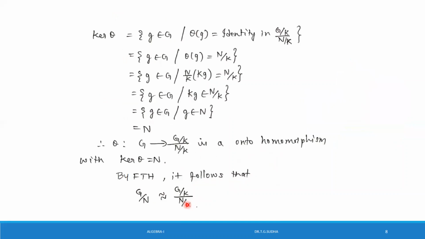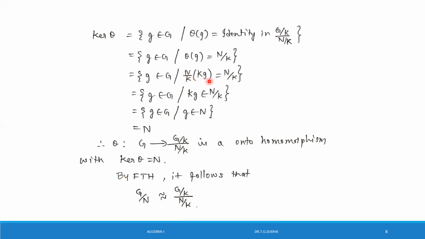Now, let us check what is the kernel of theta. So, kernel of theta is the set of all g belongs to G such that theta of g is equal to the identity of G/K by N/K. The identity of G/K by N/K is N/K. Therefore, we take theta of g equal to N/K. But what is theta of g? This is N/K of Kg. And that is equal to N/K, which is similar to Ha equal to H. Therefore, a must belong to H.